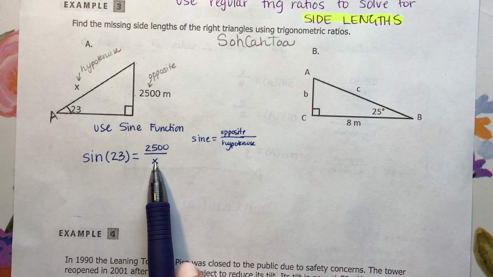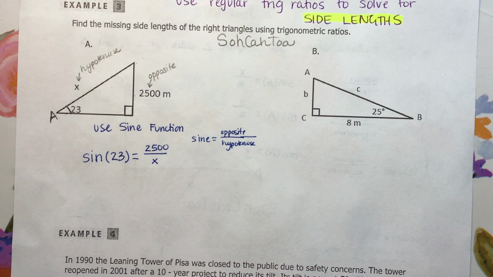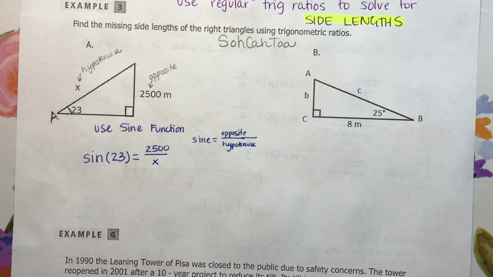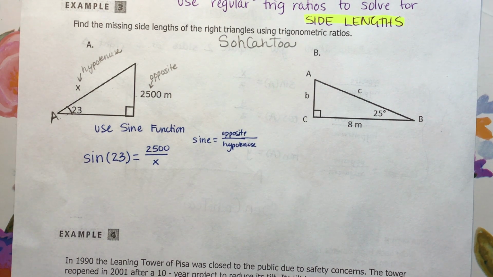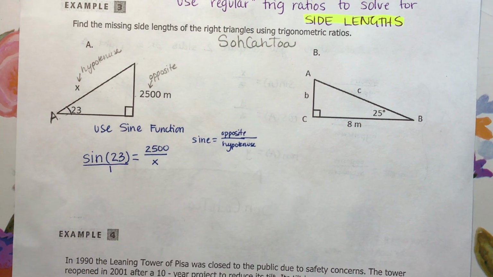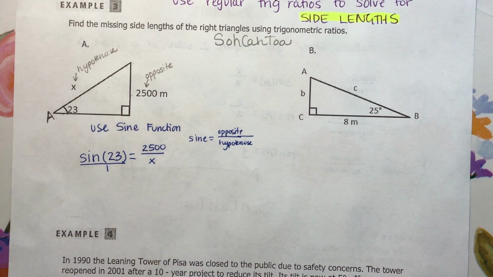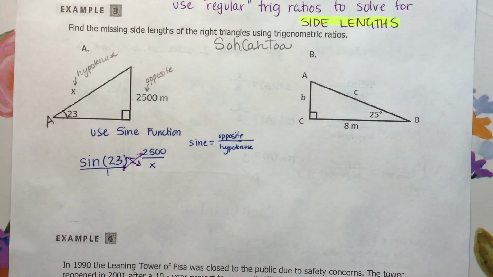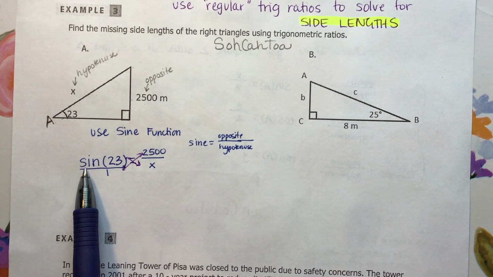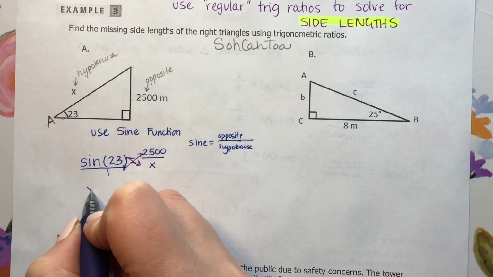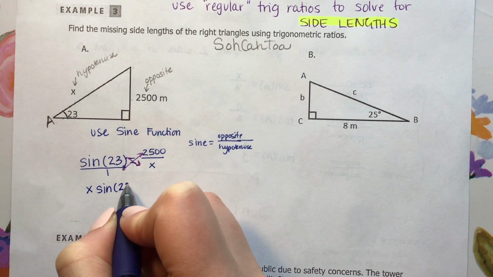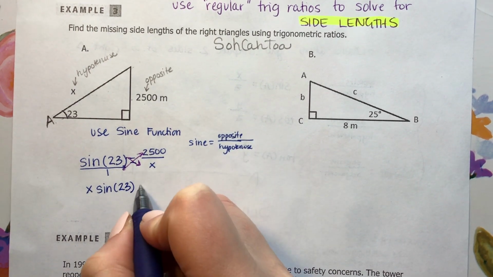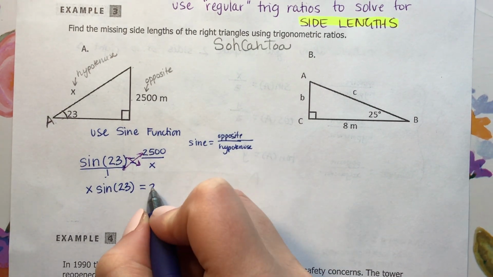I want to isolate X, so the way I'm going to do that is by first getting it out of the denominator. But I just thought of something, and this might be easier, I'm not sure. I can put this all over 1. So now I have a fraction is equal to a fraction, and I can just cross multiply. That might be easier for us because we cross multiply so often. So if I have sine 23 times X, that's just X times the sine of 23 is equal to, and then 1 times 2,500 is 2,500.